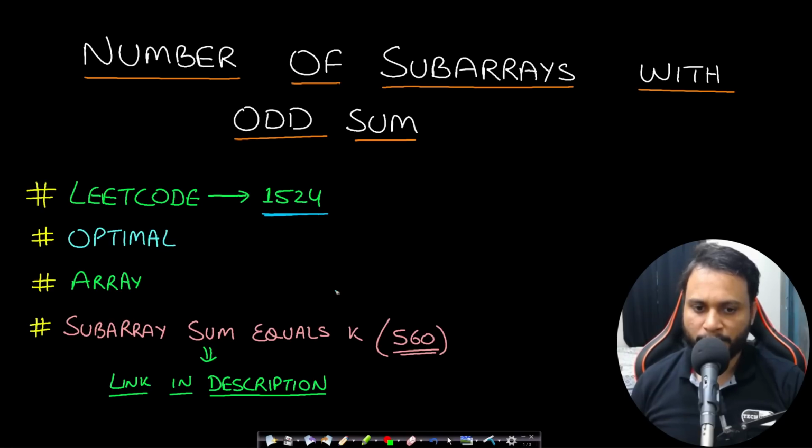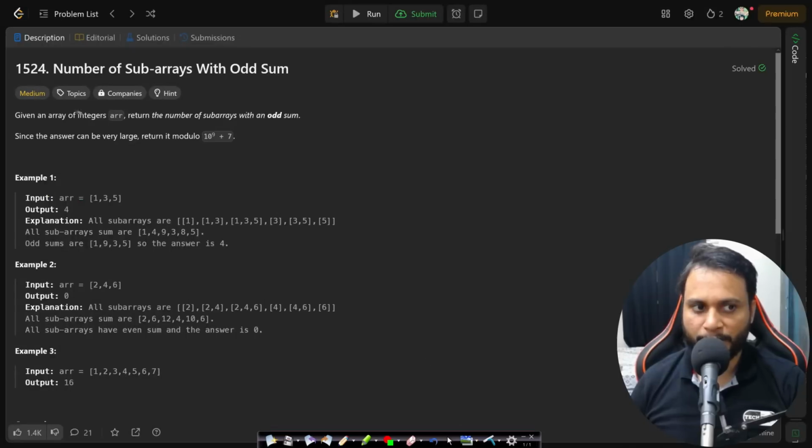A very good problem to solve after having solved this is the subarray sum equals k problem, which is from Leetcode number 560. If you have already solved that problem, then this problem should be easy for you to solve. You can find the link for this video in the description below. Let's now look at the problem statement.